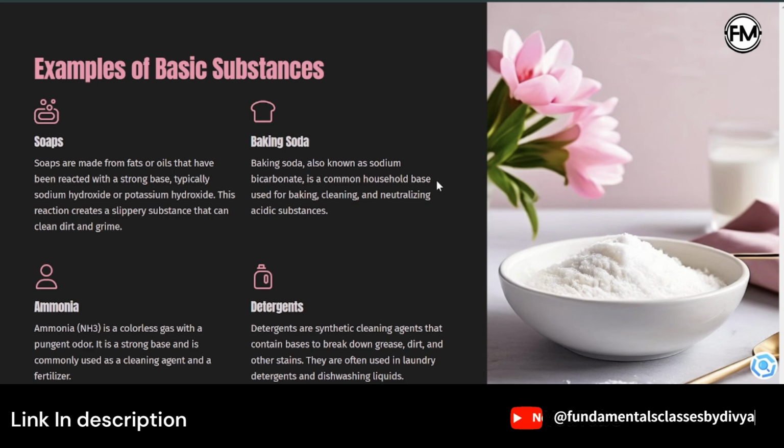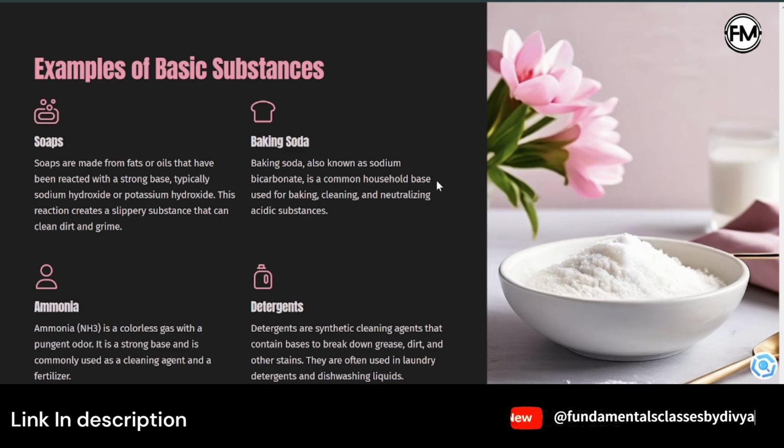So you have learned it, okay? You have to learn it and learn it by heart. It will definitely help you. Baking soda is also known as what? Sodium bicarbonate. Repeat with me: baking soda is also known as sodium bicarbonate. Note it down. It is a common household base used for baking, cleaning and neutralizing acidic substances.